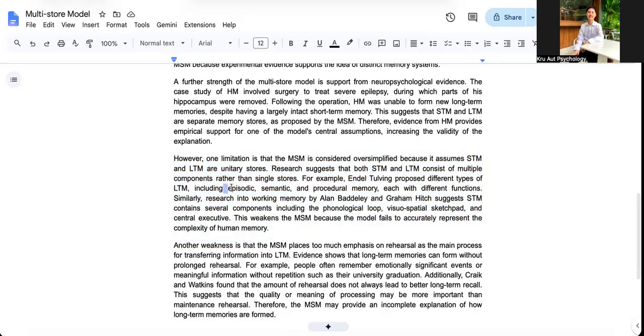We don't need to say what the different functions of long-term memory are. That would be for a question like outline and evaluate the types of long-term memory, not for this question specifically.